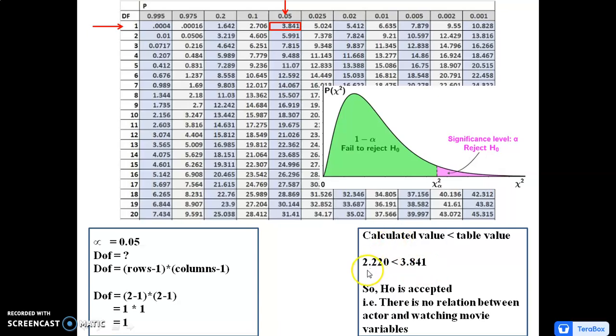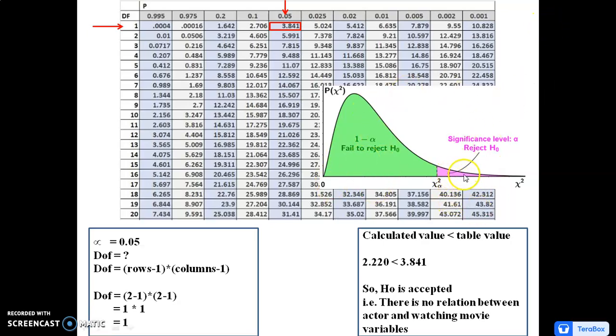So here, just look at this. The calculated value in the earlier slide, as we see, was 2.220, and the table value is 3.841. The calculated value is less than the table value. So now here, if we consider this particular pink portion or this line as 3.84, the value that we have calculated obviously lies in the green region. That means the hypothesis should be accepted. Which hypothesis? Obviously the null hypothesis should be accepted.